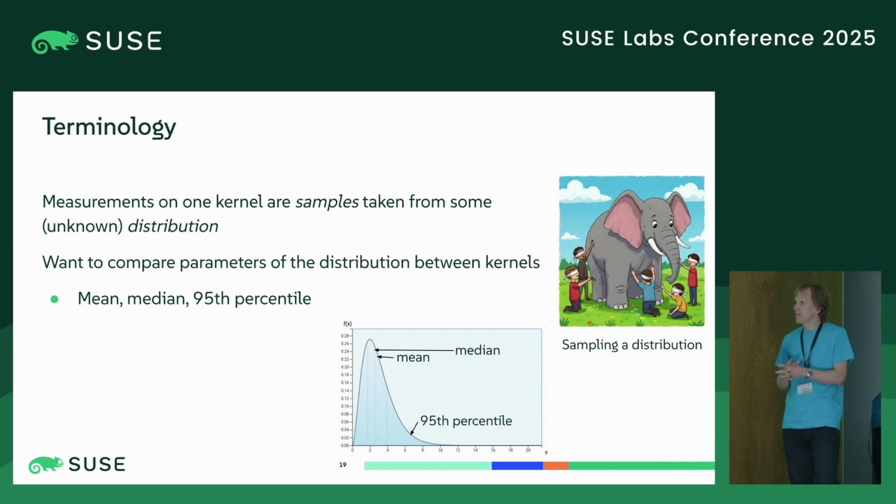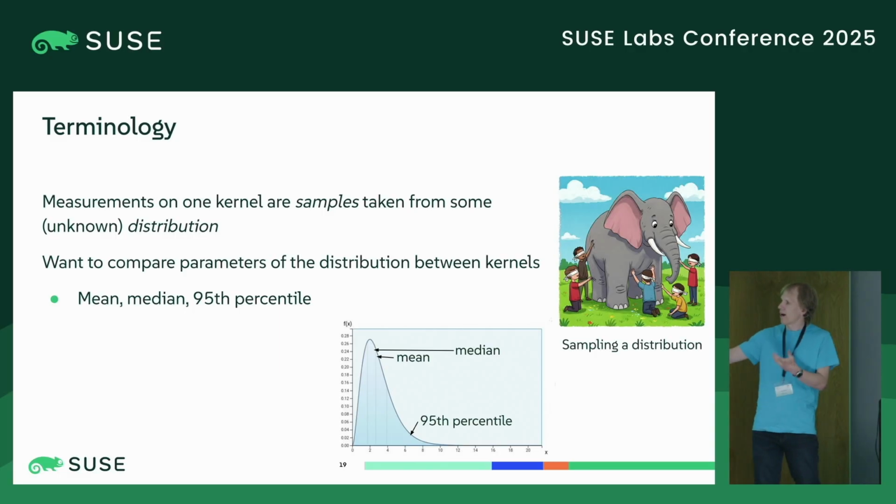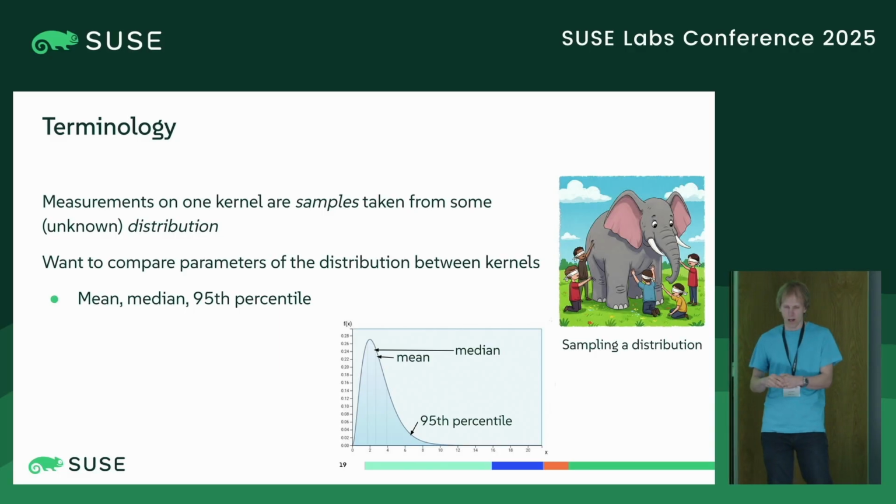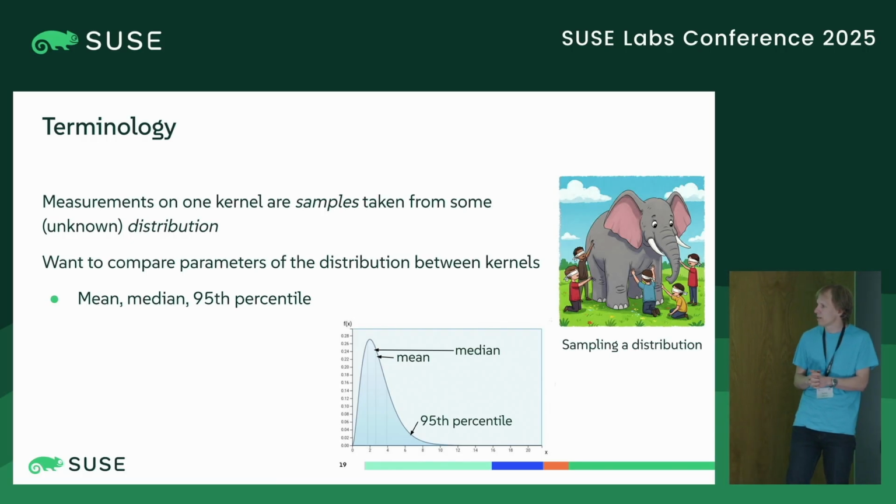And then this distribution can be characterized by certain parameters. Probably everybody knows what a mean is. That's kind of the average value you are expecting to get.